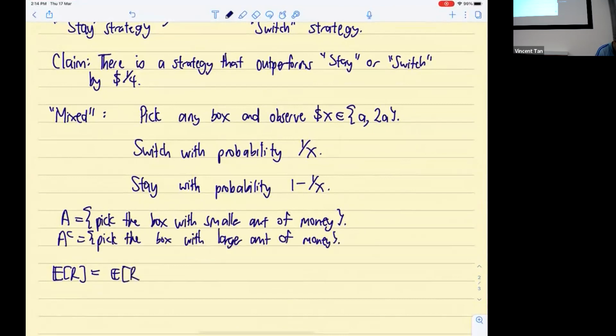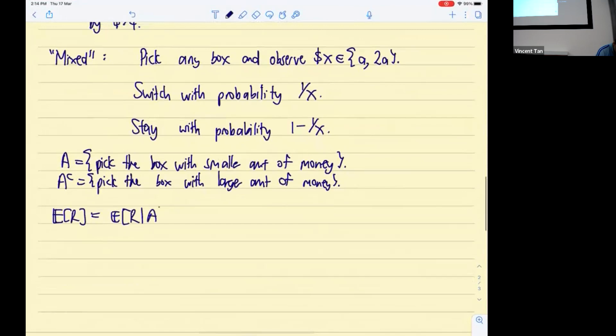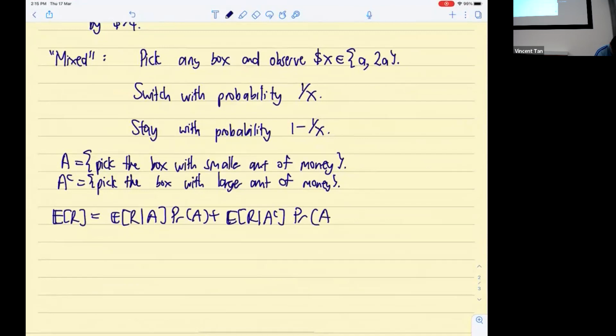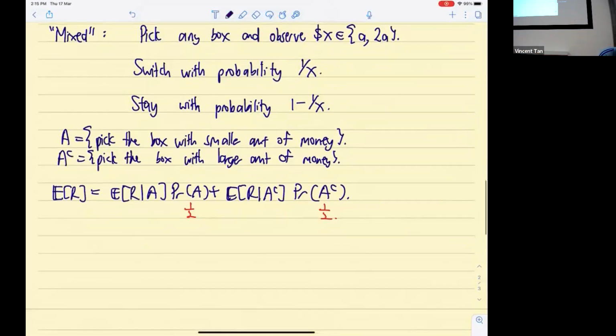So the expected total reward is the following, and these two probabilities are half-half, because we pick the boxes initially uniformly at random. Now we need to figure out these two conditional expectations, which is maybe a bit more difficult. Let's think through it.